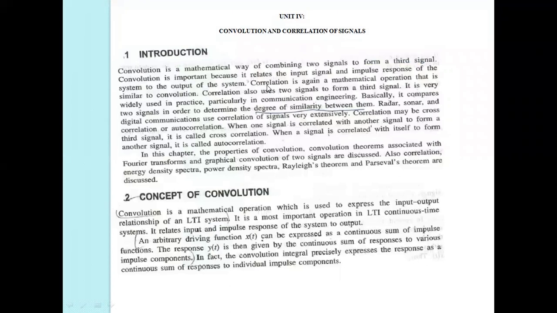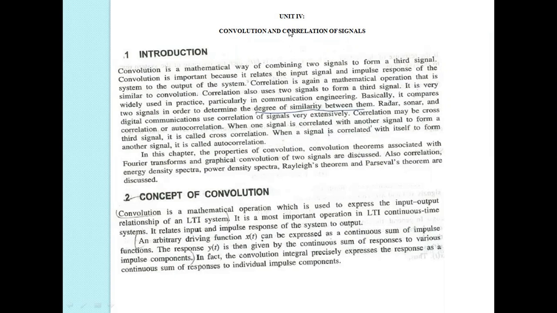So next one is the second part of this unit, the convolution and the correlation of the signals, my dear students. So what is a convolution and what is a correlation? Convolution is very important because it relates the input signal and the impulse response of the system to the output of the system.